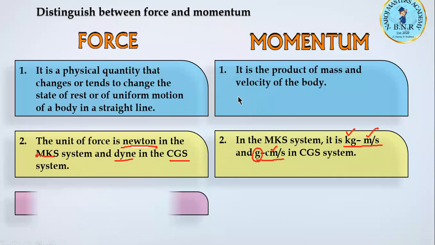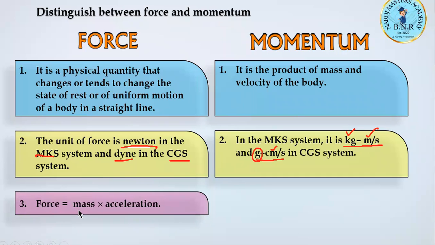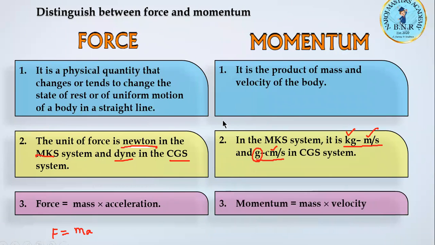These are the differences, and one more difference. Force is equal to mass into acceleration, F is equal to ma, whereas momentum is mass into velocity. Is it clear? These are the differences.